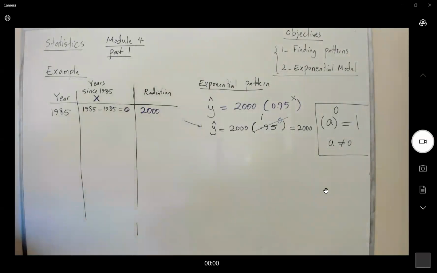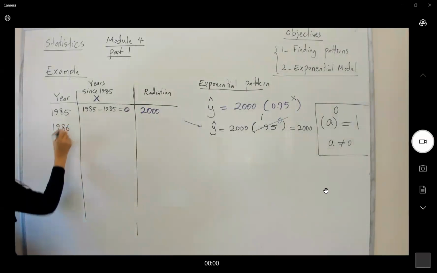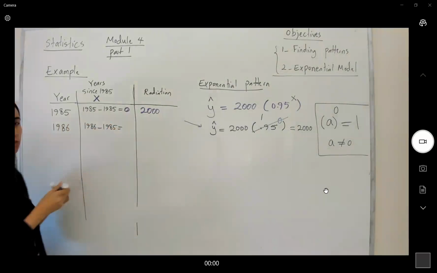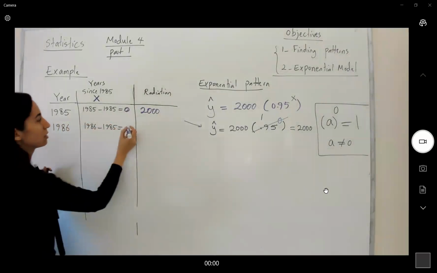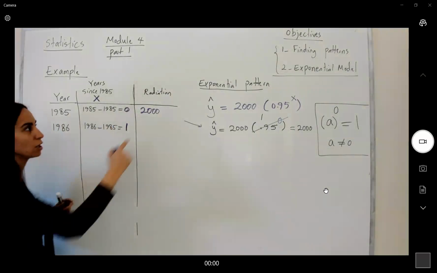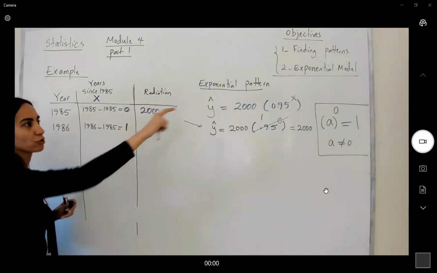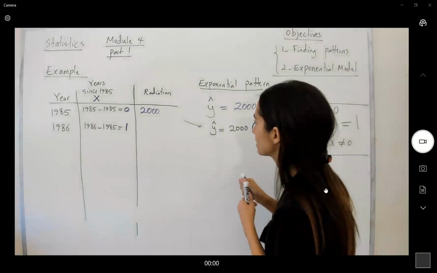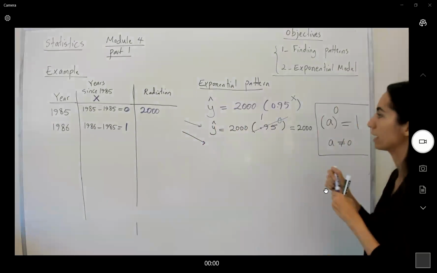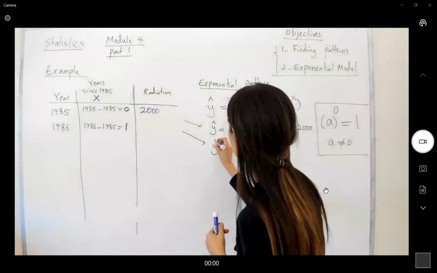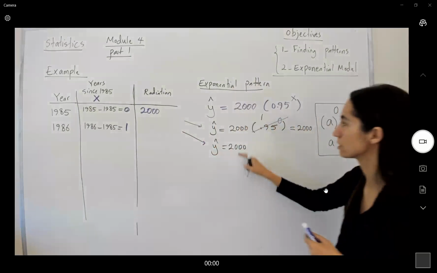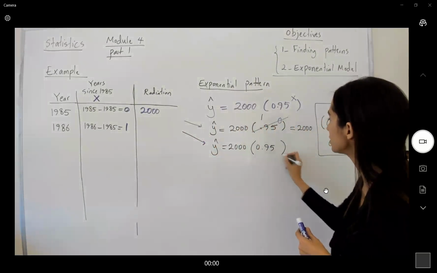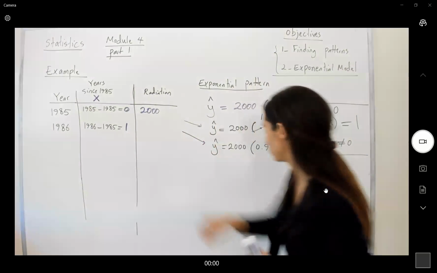Next year is 1986, 1 year after that. So 1986 minus 1985, which is equal to how many years? Just 1 year. It means that to find the level of radiation, we have to plug 1 into the formula for our x. So our y hat is equal to 2000. 2000 stays the same, so we copy down 2000, and here you have 0.95 raised to x. What is x? X is equal to 1.